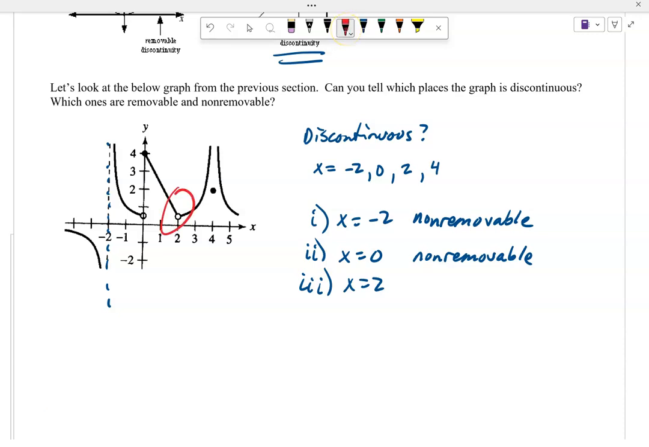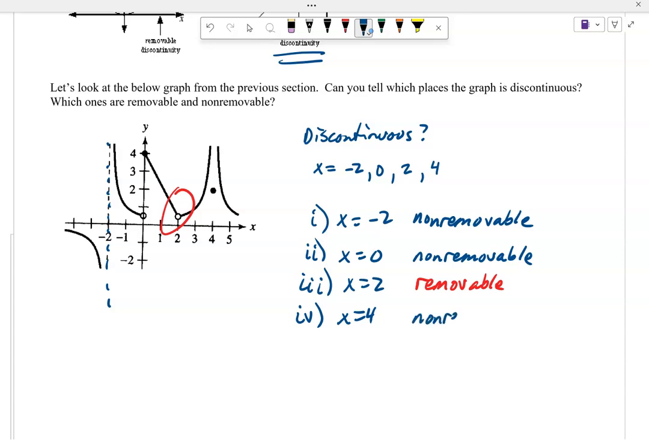How about at 2? Yeah, 2 that's a removable one. I can just fill that in, right? I got a hole. If I have a hole, that's a removable discontinuity. I could just fill the hole. So that's a removable discontinuity. That one I could fill and make continuous. And finally, how about at x being 4?